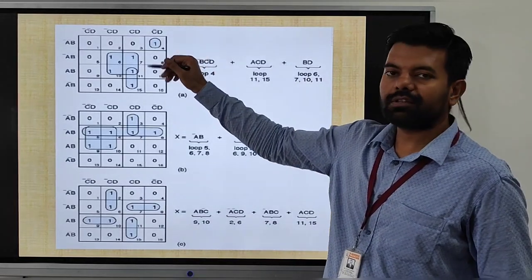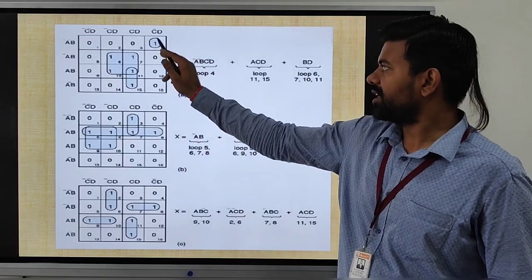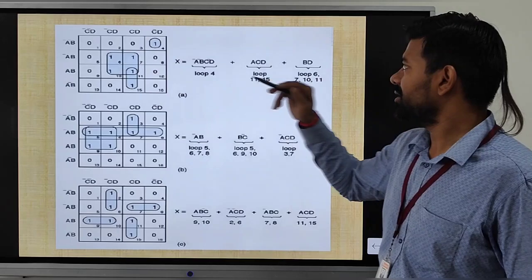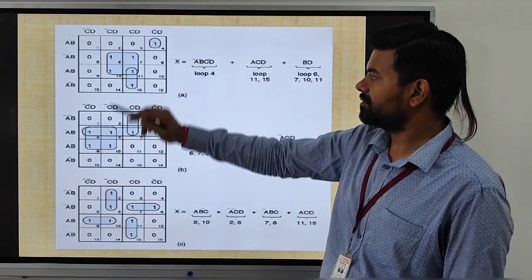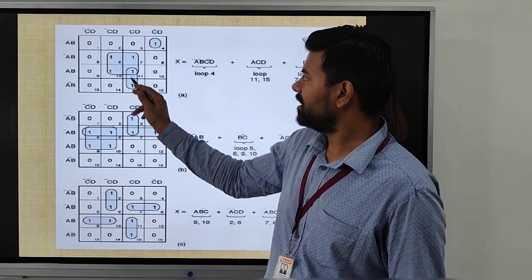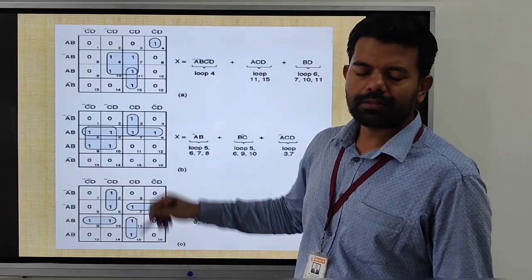See, this is a single one, so we have to cover it, and it is not looping anywhere. So we just take it singly. So single loop: A bar, B bar, C, D bar. This is how we have to write it. Now this is the 2 looping. So it can overlap also.